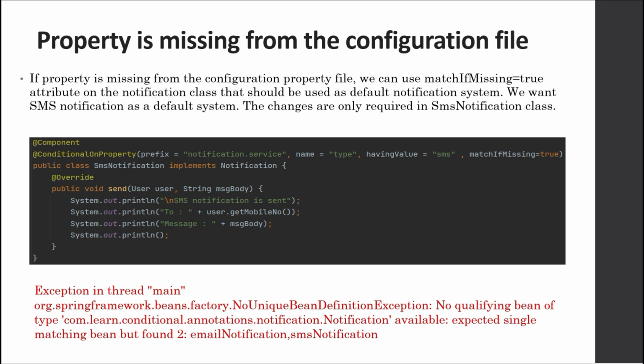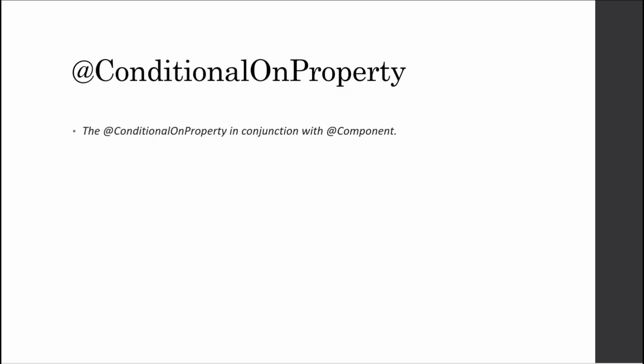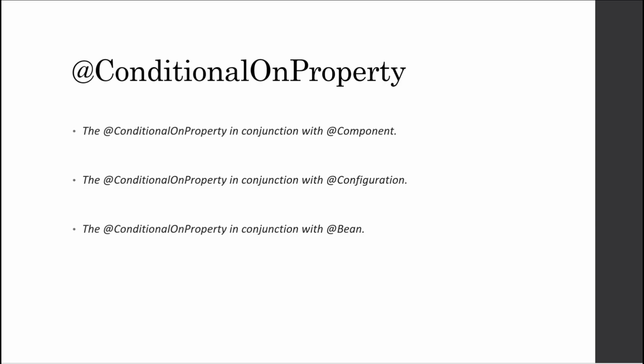So whenever we are using this matchIfMissing attribute, we have to make sure it has a value of true for a single bean only. We can use the @ConditionalOnProperty annotation in conjunction with the @Component annotation, and we can also use it with the @Configuration annotation, and we can also use this annotation with the @Bean annotation.